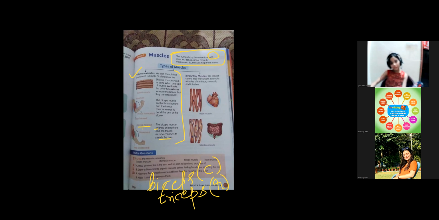Now if we want to do the opposite, see, in this case we are bending the arm, and in the second case we are stretching the arm. Stretching means we are putting it straight. When we put it straight, it is just the opposite of the upper one. Now the biceps muscles will relax and the triceps muscle will contract to stretch the arm.